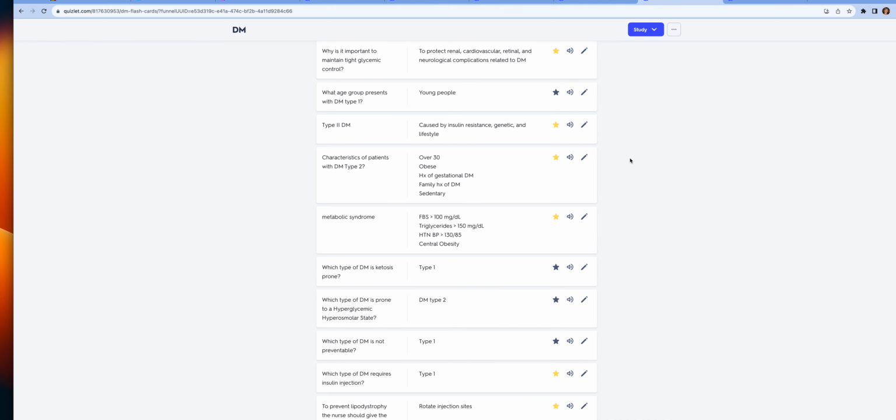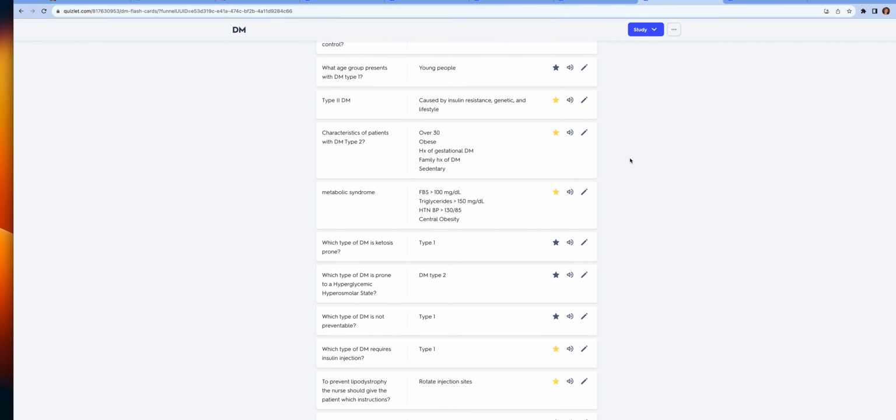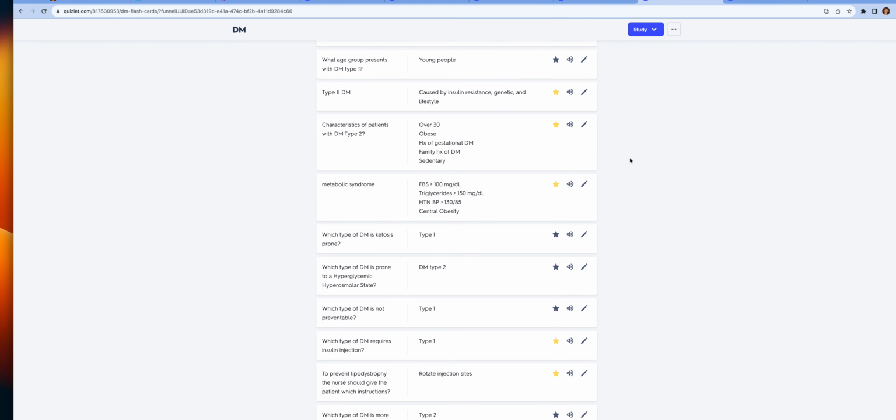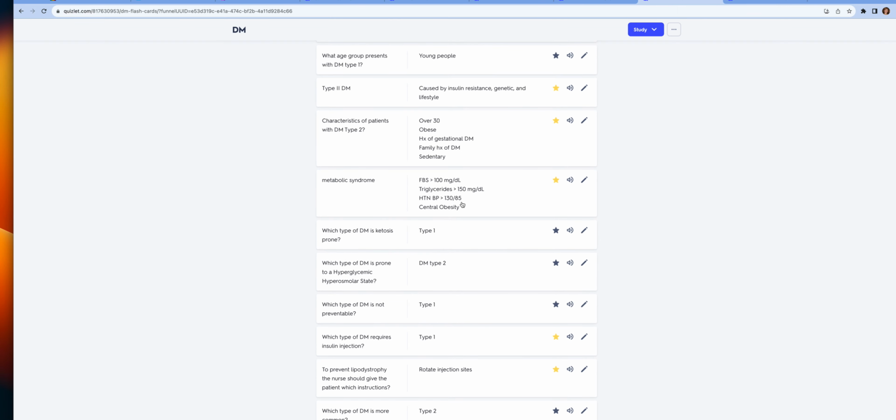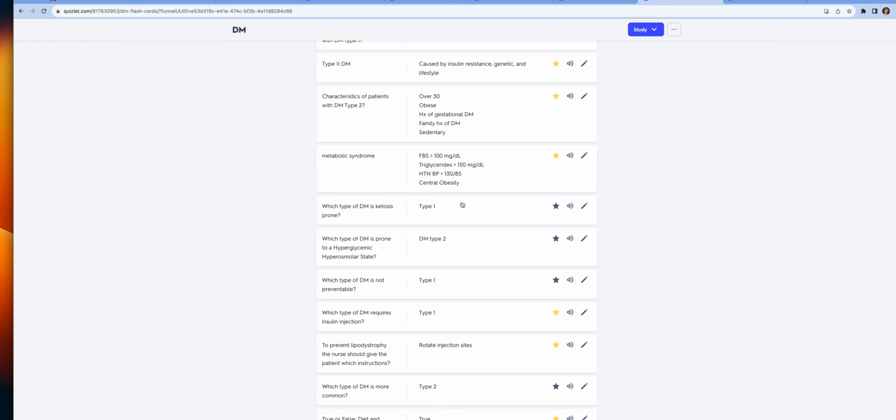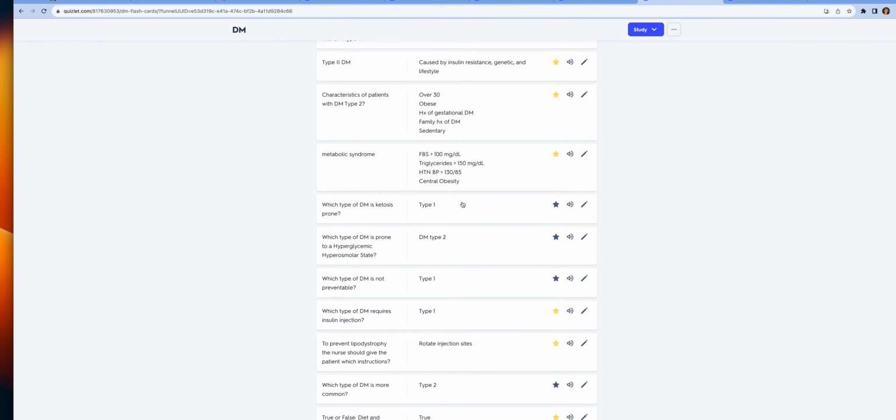And then people with metabolic syndrome, you're going to have to know these characteristics. Usually people with metabolic syndrome have 3 or more of these conditions. So a fasting blood glucose of 100 or greater, triglycerides greater than 150, high blood pressure, and central obesity. Obesity does play a role in diabetes too. So the cornerstone of diabetes treatment is exercise and lifestyle changes, such as diet. That's a huge one, okay?